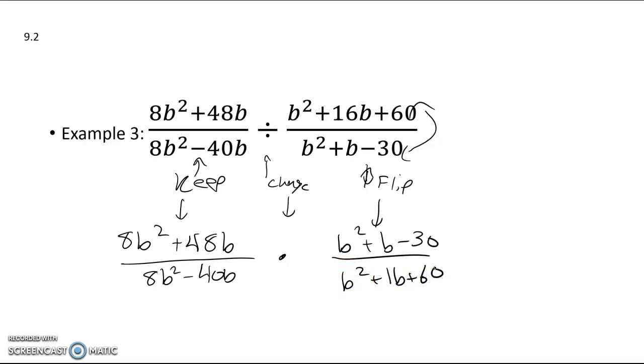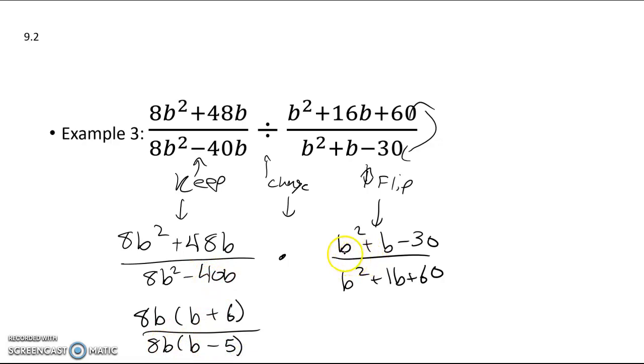Alright? And from there, I want to see what factors. If I take a look over on this side, 8b squared plus 48b, that factors on top. I'll write it down here. Take an 8b out of that. I'm left with b plus 6, since 48 divided by 8 is 6. On the bottom, I can take another 8b out. Then I'm left with b, and then negative 40 divided by 8 is negative 5, so b minus 5.